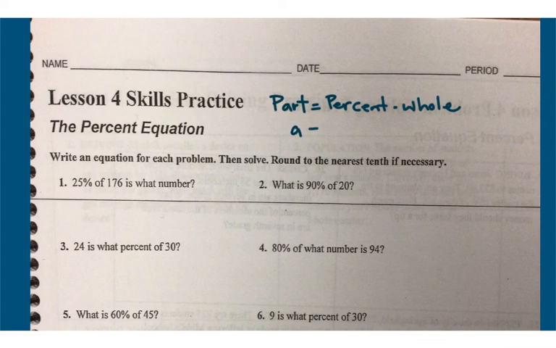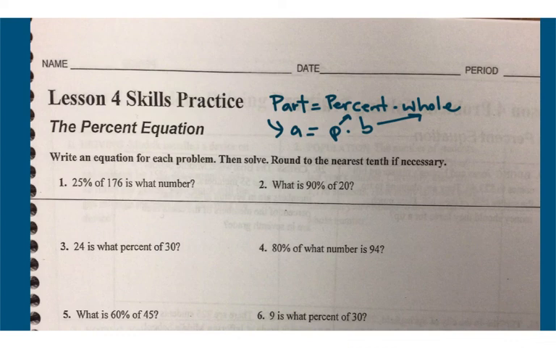You might see it this way: the part A is equal to the percent times the whole. So down below here, let's set this up as an equation.